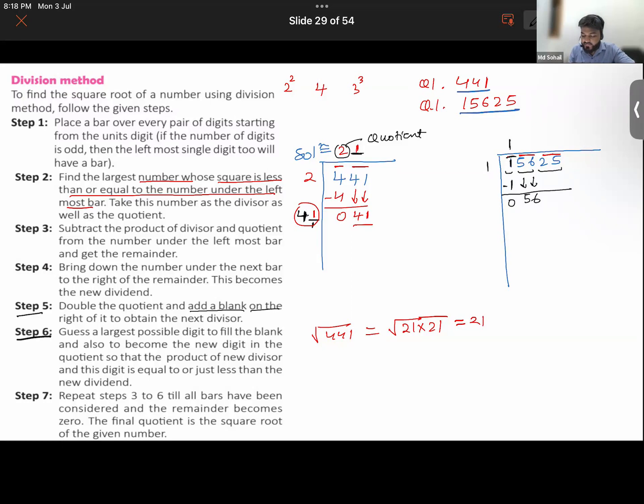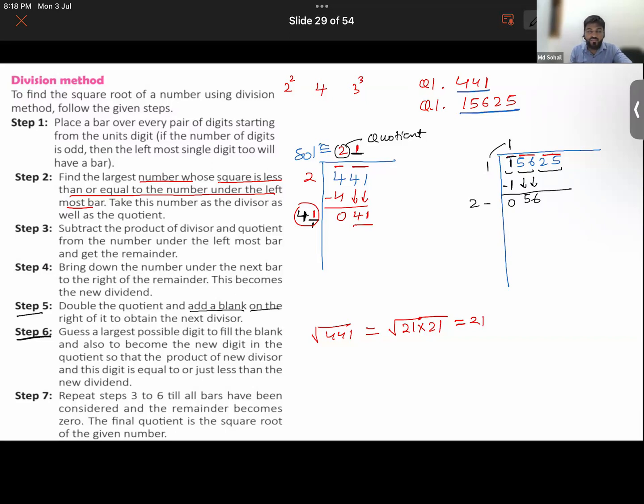So let's see here. Now, after you have brought down the number under the next bar, then you need to divide. Then you need to double the quotient. So double this quotient here. So it will become 2 here, and add a blank next to it.